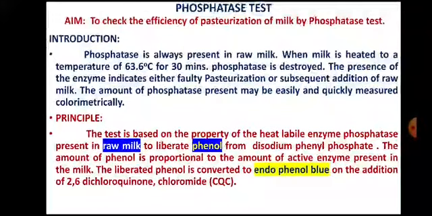So this is the principle. Phosphatase enzyme converts this disodium phenyl phosphate which we add to the test tube. It gets converted to phenol. Then phenol gets converted to endophenol blue due to the addition of this CQC reagent.